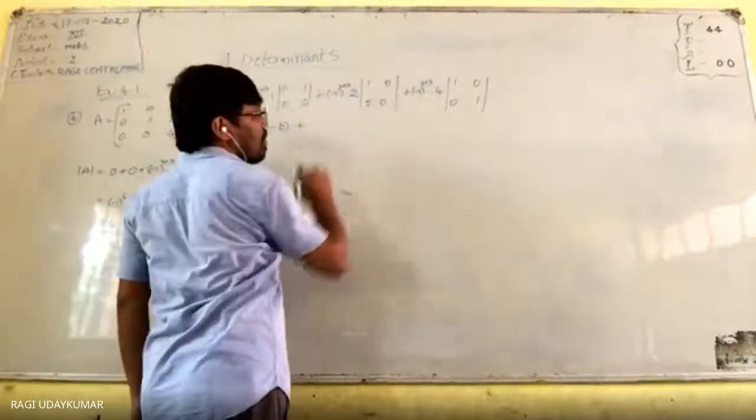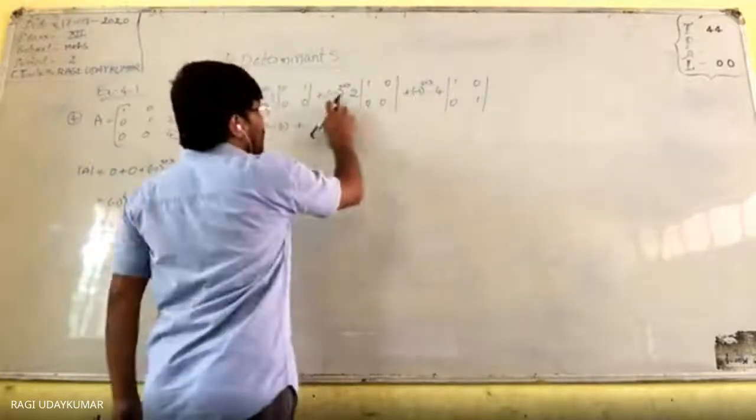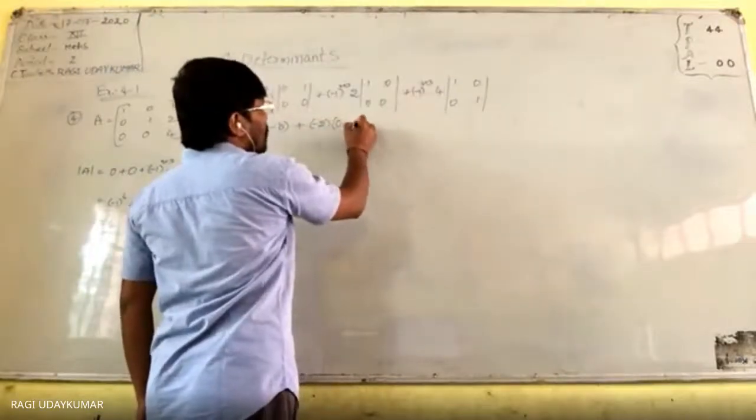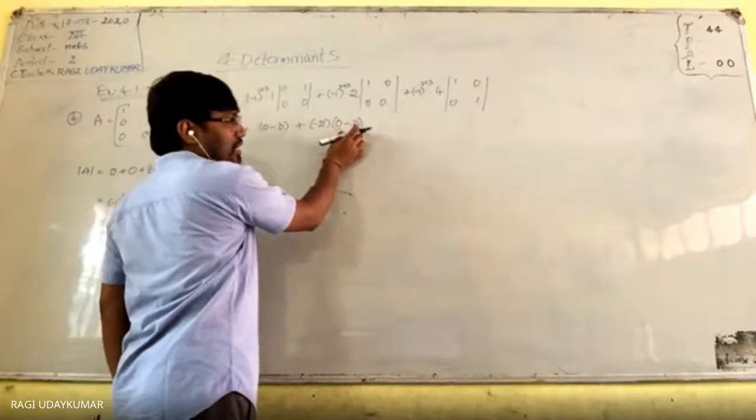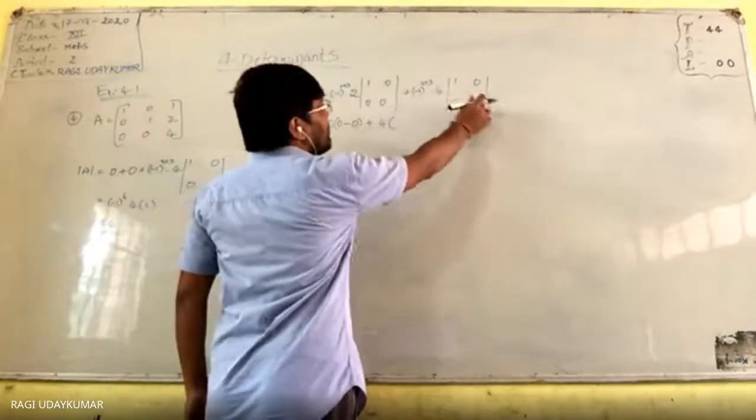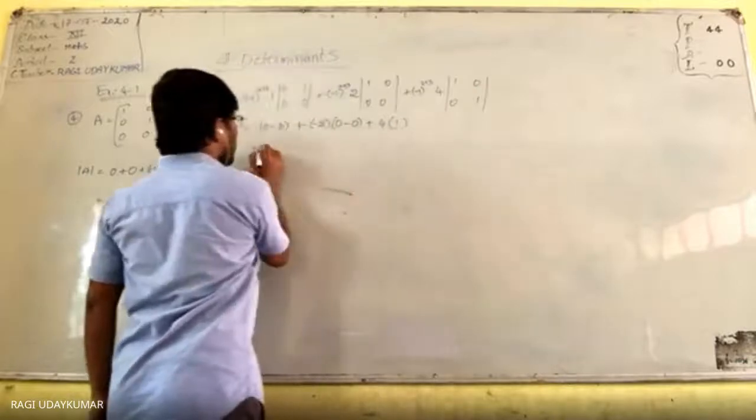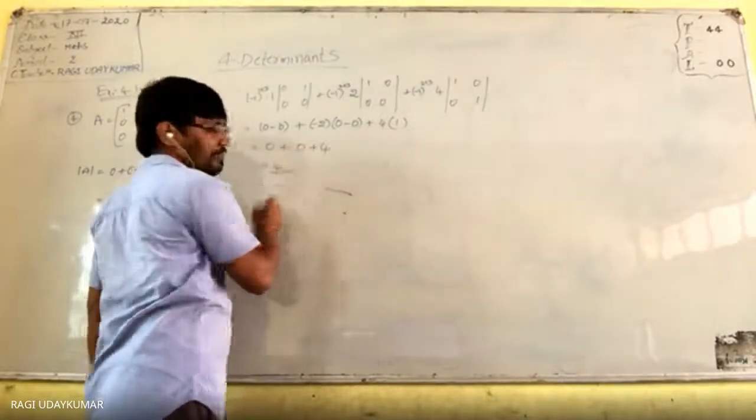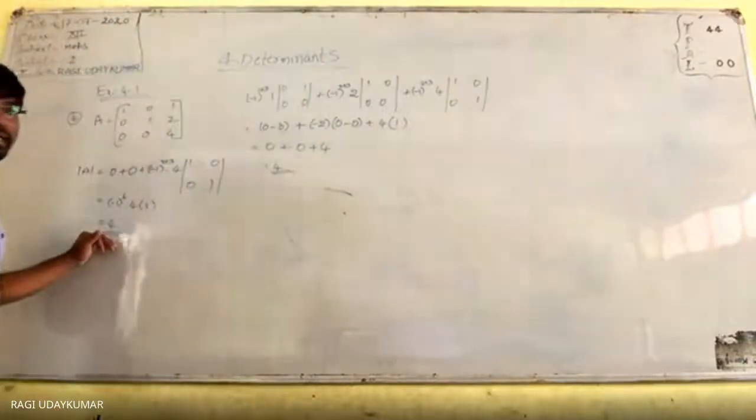Plus minus 1 to the power of 5, minus 1. Minus 1 into 2, minus 2. And if these two are multiplied, 0 minus 0, so inside the bracket it will be 0. 0 into minus 2 is 0. Then this one is 4. And this matrix we are going to get. So this is equal to 0, 0, 4. Again 4. The determinant of this matrix is 4.